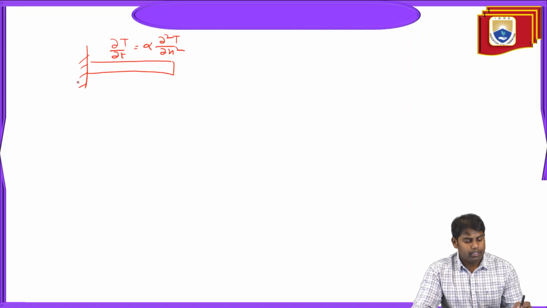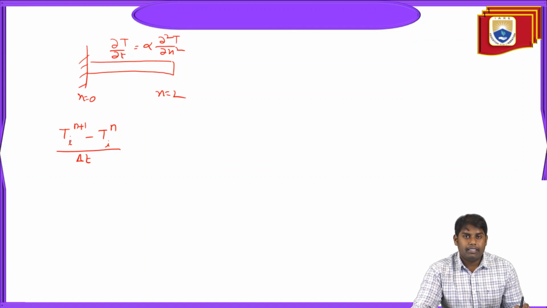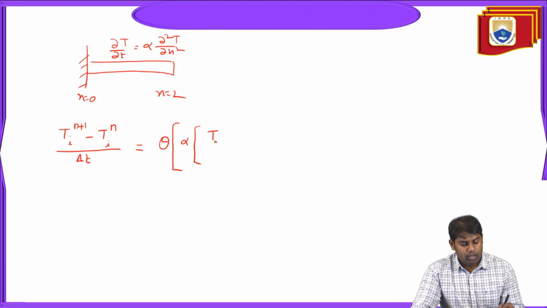Next, we need to apply the boundary condition. So let us take this as x is equal to 0 and this is x is equal to L. Let us apply the same technique, the semi-implicit technique and switching factor, for heat transfer. So T of i to the power of n plus 1, where previously we had the velocity variable u. Here we have temperature T minus T of i to the power of n divided by delta t. The capital T is nothing but temperature, and the small t represents time. This is equal to, again using the same switching factor, theta into alpha times (T of i plus 1 to the power of n minus 2T of i to the power of n plus T of i minus 1 to the power of n) divided by delta x square.